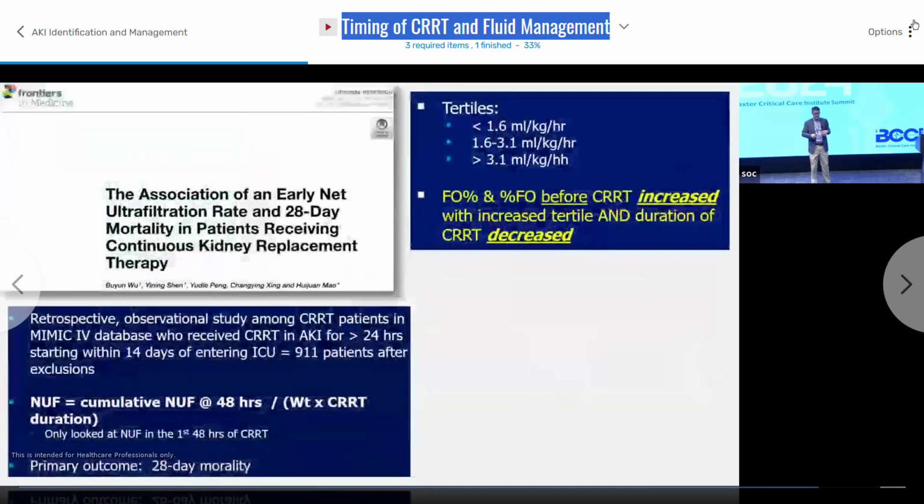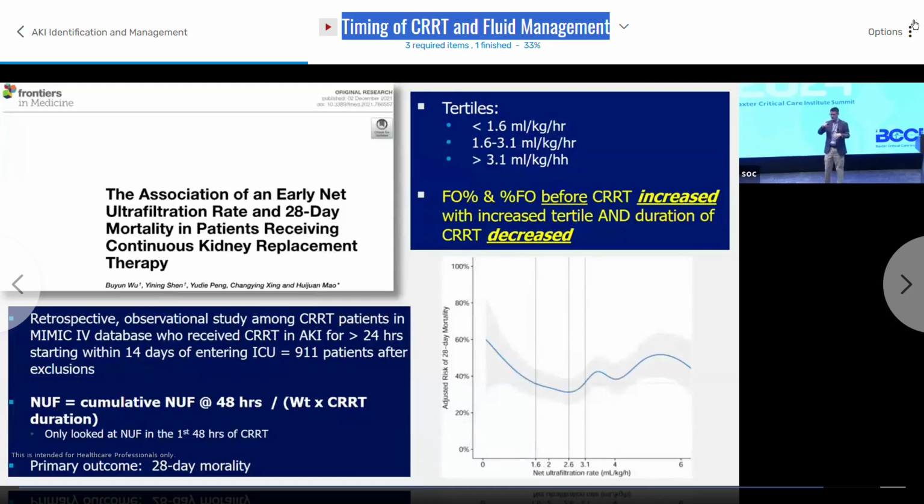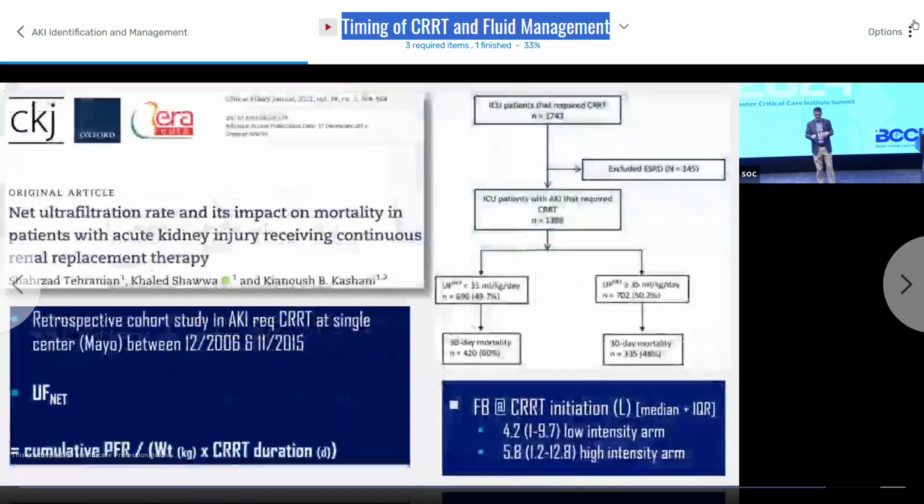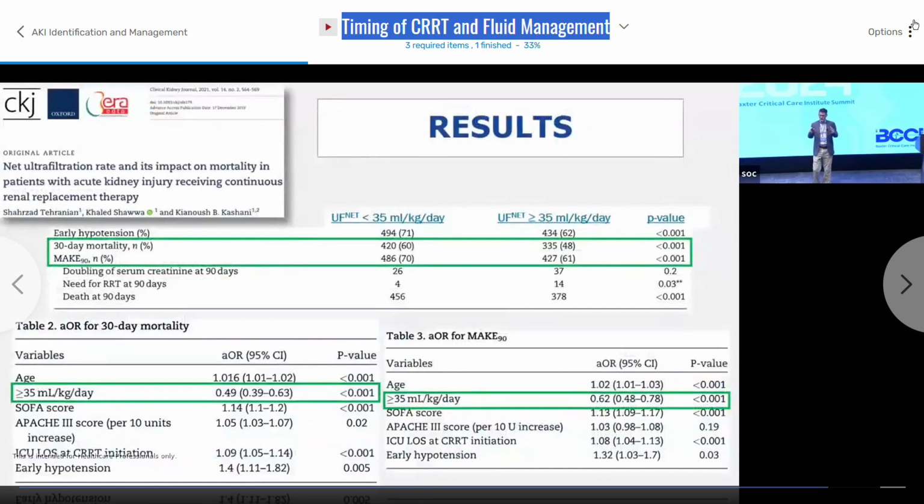Okay? All right. The last two studies just quickly show, again, they're looking at net UF, but again, there's no net part of this. There's no actual intake calculation. It's all just looking at how much the machine took away, and it showed a sort of U-shaped curve: too much was bad, too little was bad. Okay? And then this trial, again, looked at this net UF. I don't know what happened to these fonts here, but they showed that taking off more fluid was, again, better.